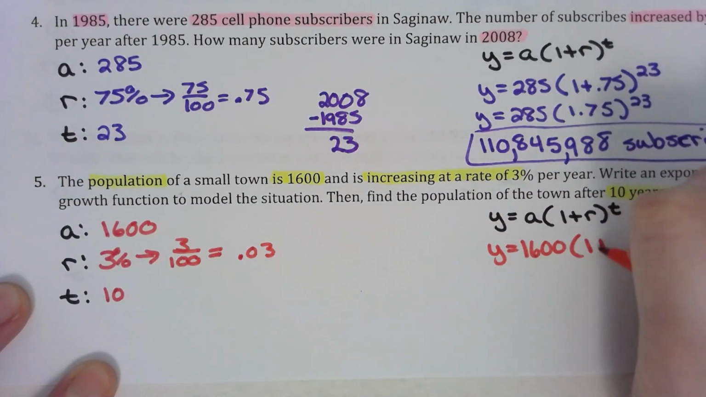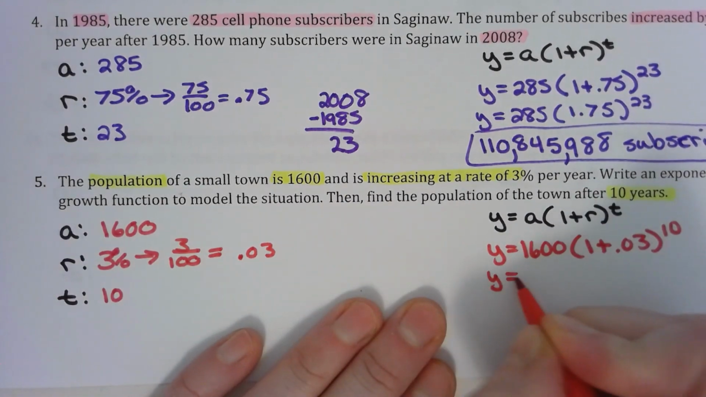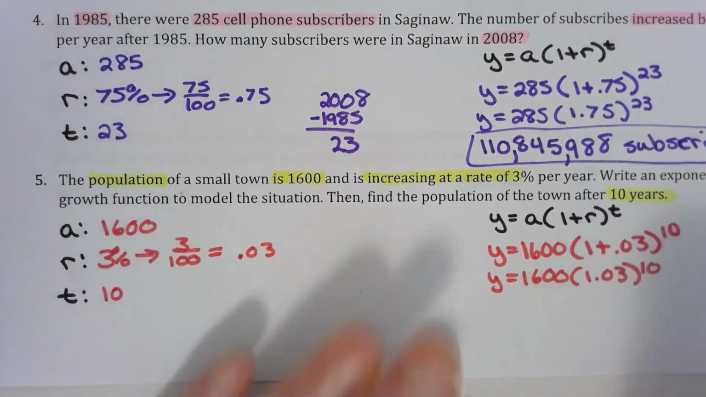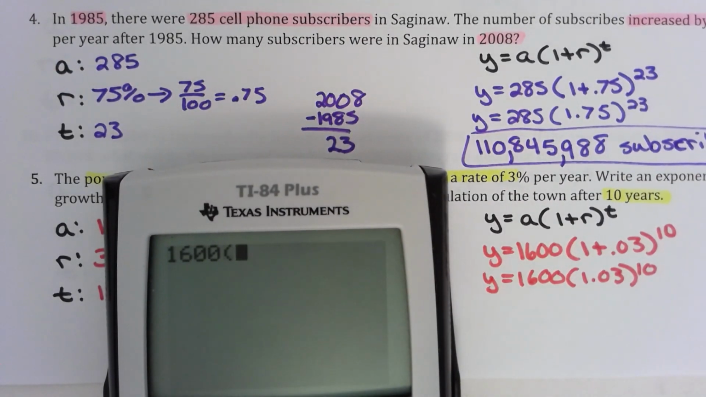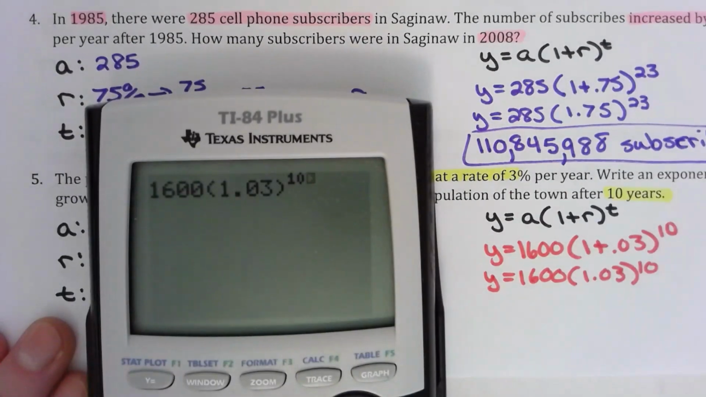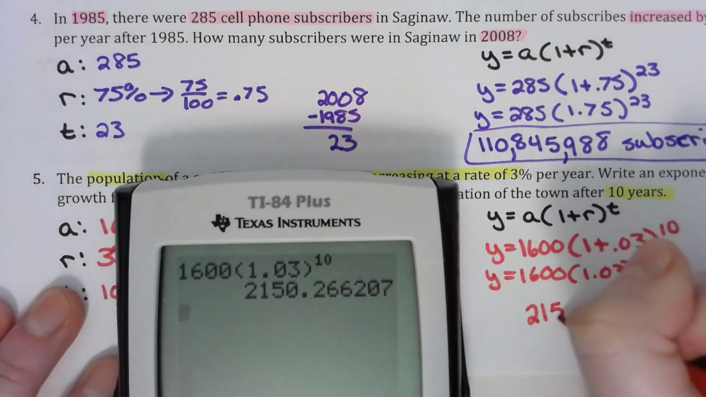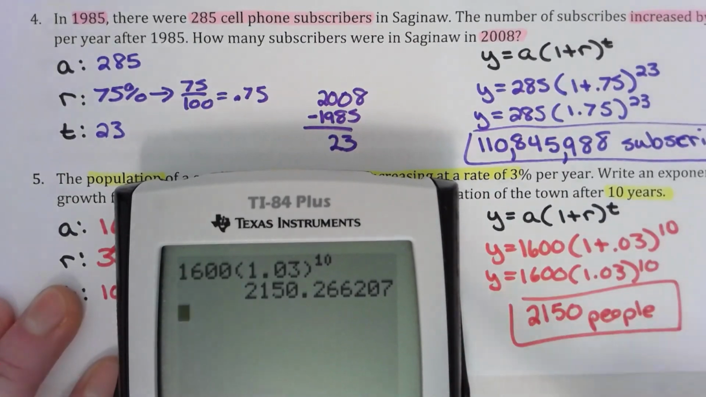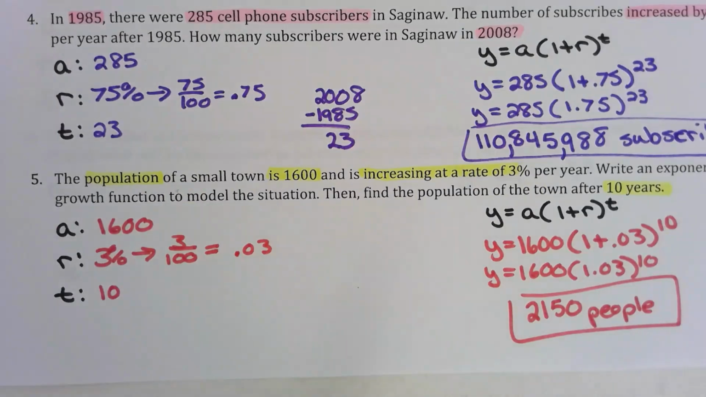So let's do 1 plus the 0.03 to the 10th power. So y is equal to 1,600 times 1.03 to the 10th power. Let's type this in. And we're talking about population, so let's not have any decimals in here. This would be 2,150 people. Now, the reason that it didn't change to 51 is because the number right after the decimal is less than 5.